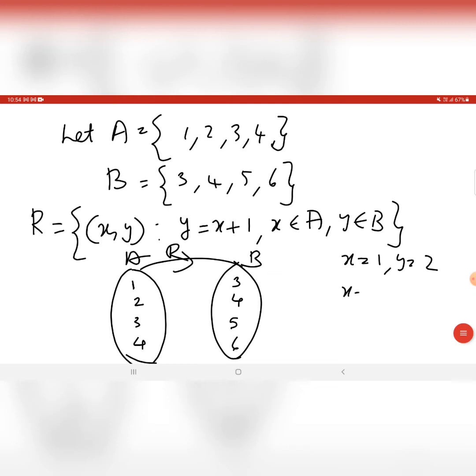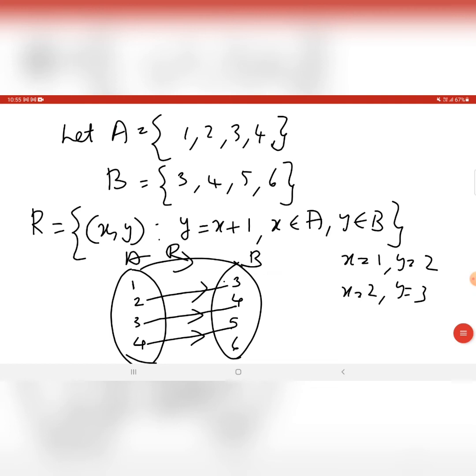Next, x is equal to 2, y is equal to 3. So 2 is related to 3. Same way 3 is related to 4, 4 is related to 5. So in this way we can represent the relation.